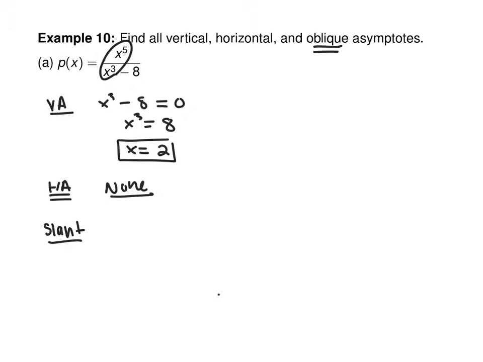Slant, because spelling is not my thing, and oblique is not going to happen at 8:55 in the morning. So for slant, you have to have that the numerator's degree is exactly 1 more than the denominator's. This numerator's degree is 2 more than the denominator's. Does that make sense? So there are also none. So no HA, no slant.